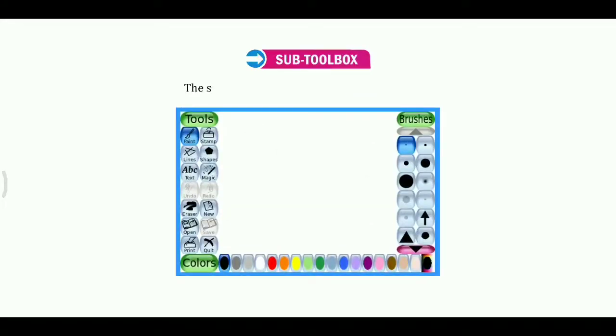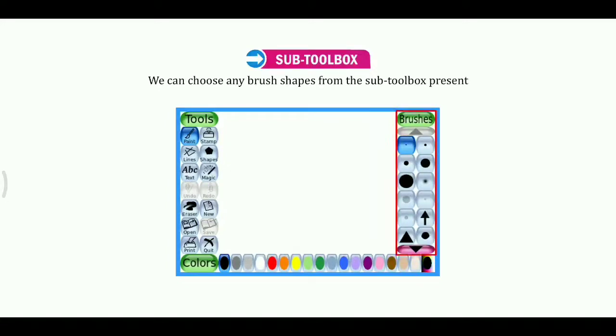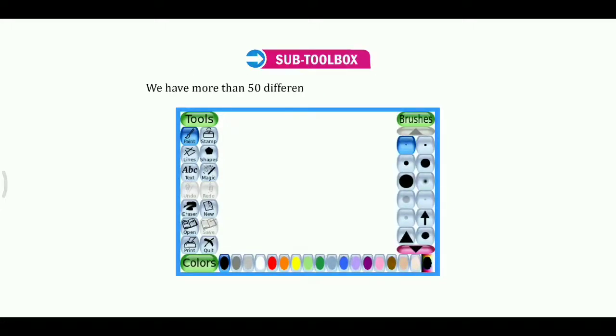Now let us talk about SubToolbox. The SubToolbox is a unique feature of TuxPaint. For every tool in TuxPaint, we have many options of brush shapes, special effects in SubToolbox. We can choose any brush shapes from the SubToolbox present on the right-hand side. We have more than 50 different shapes, but only a few are used. Let us select different brush shapes and learn how to use them.